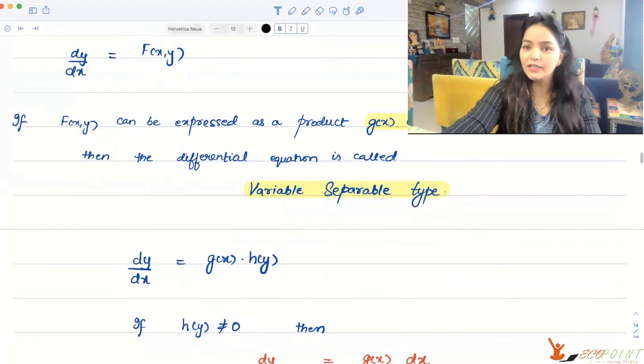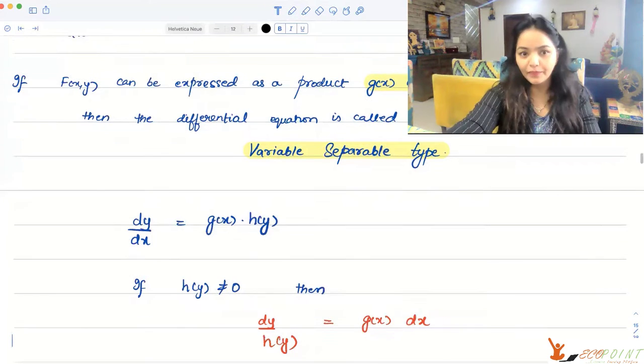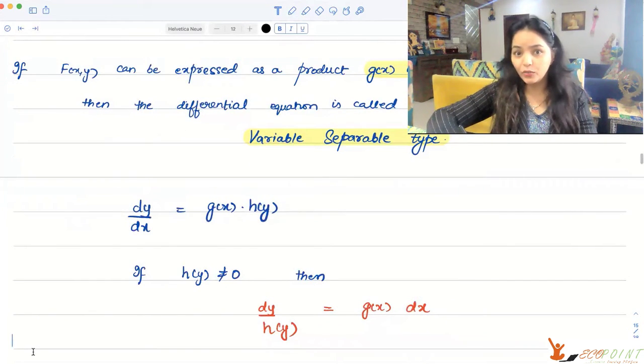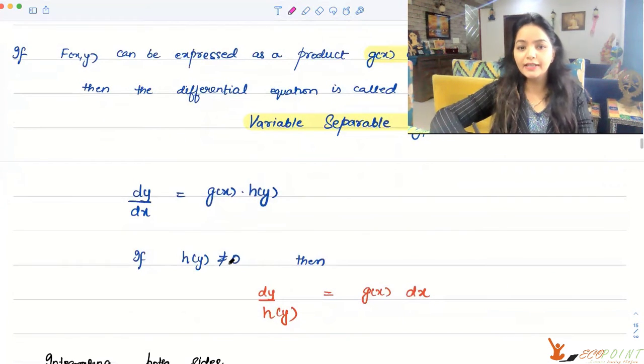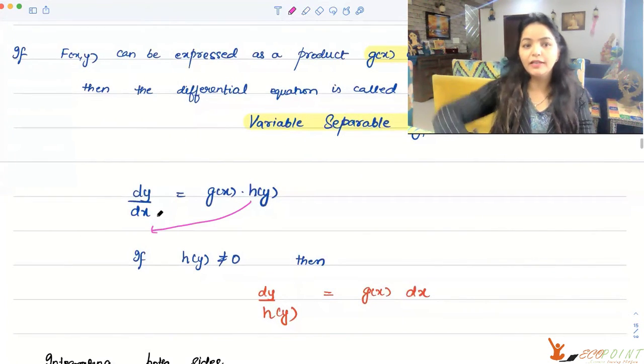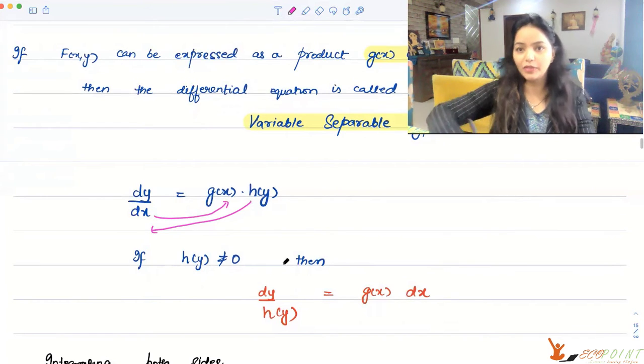So dy by dx is equal to g(x) into h(y). If h(y) is not equal to 0, then what I can actually do is put the x things together and the y things together. So I can take h down here and I can take dx up here, so that I have x things together and y things together. When I say x things, y things, what do we have here? We have dy, and in the denominator you will have h, the function of y, and equal to g(x) into dx.